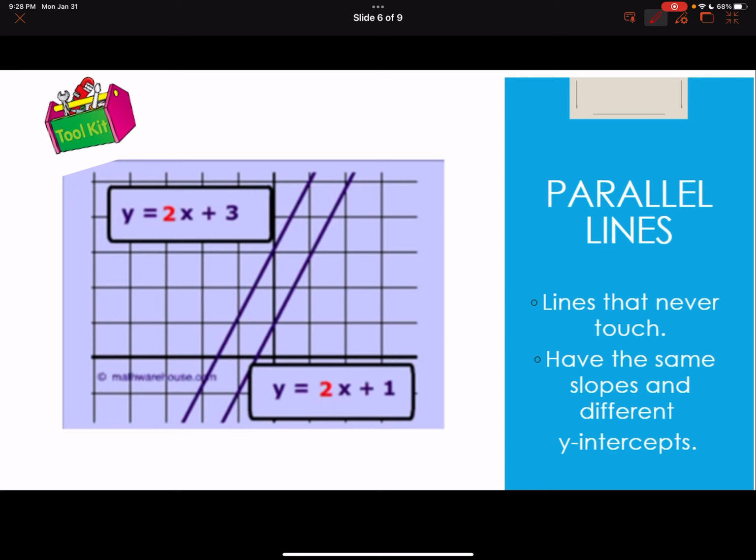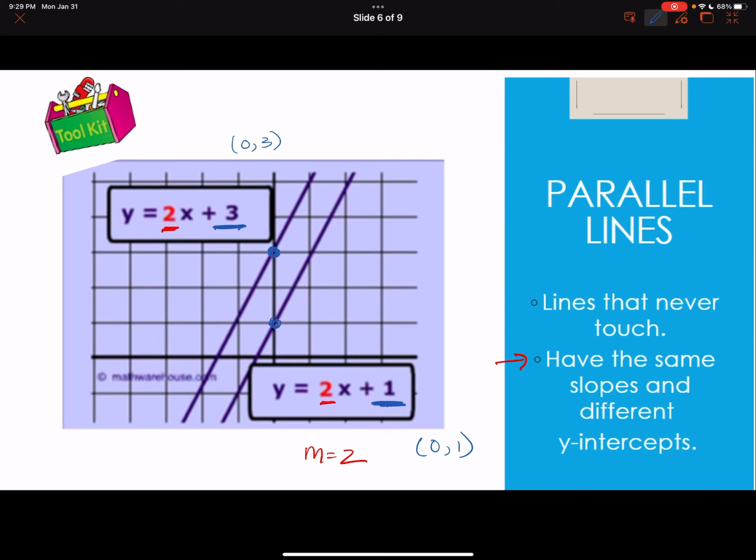Now we just discovered that parallel lines have the same slopes, but we didn't talk about y-intercepts yet. We also need to note that they are going to have different y-intercepts. So here's an example of parallel lines. y = mx + b. In both of these lines, the slope is 2. But if I look at the y-intercepts, they are different. This one is the point (0, 3), and this one is the point (0, 1).